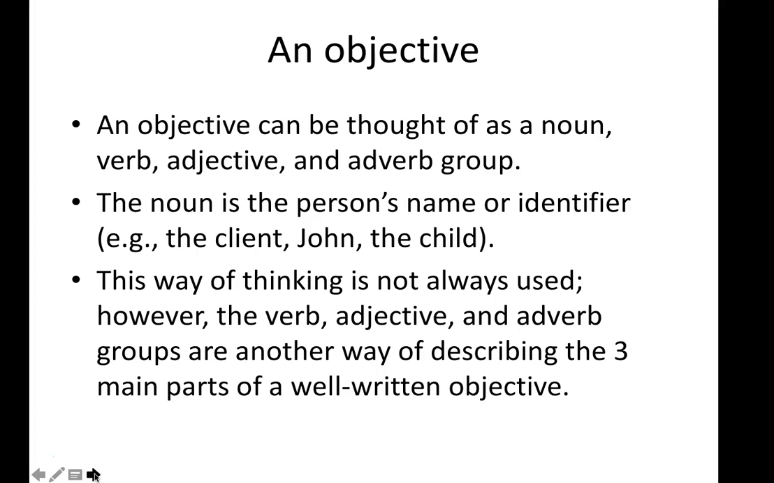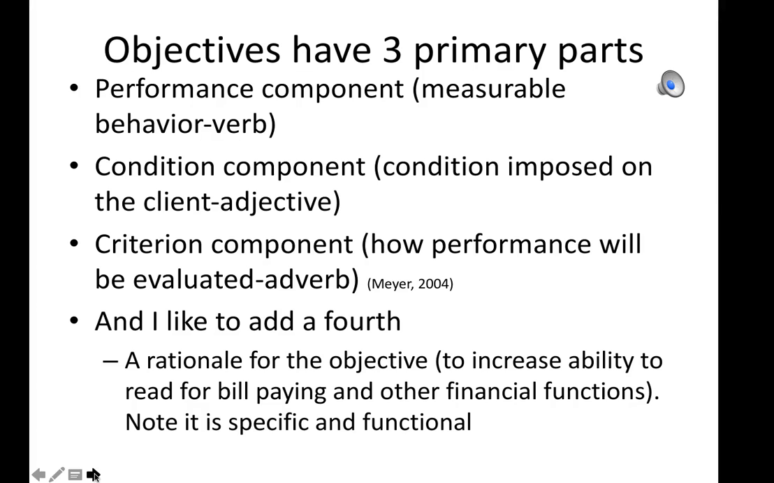So an objective can be thought of as a noun, a verb, an adjective, and an adverb group. That's one way of thinking about it. On the next slide, we're going to see how it's more commonly talked about, but the idea here is that there are different ways to conceptualize the parts of the objective, but that those parts need to be there. There need to be 3 parts to the objective. A performance component, that could be thought of as the verb. Okay? The condition component, that's what condition will be imposed on the client. That could be thought of as the adjective. And the criterion component, that's how the performance will be evaluated, or the adverb.